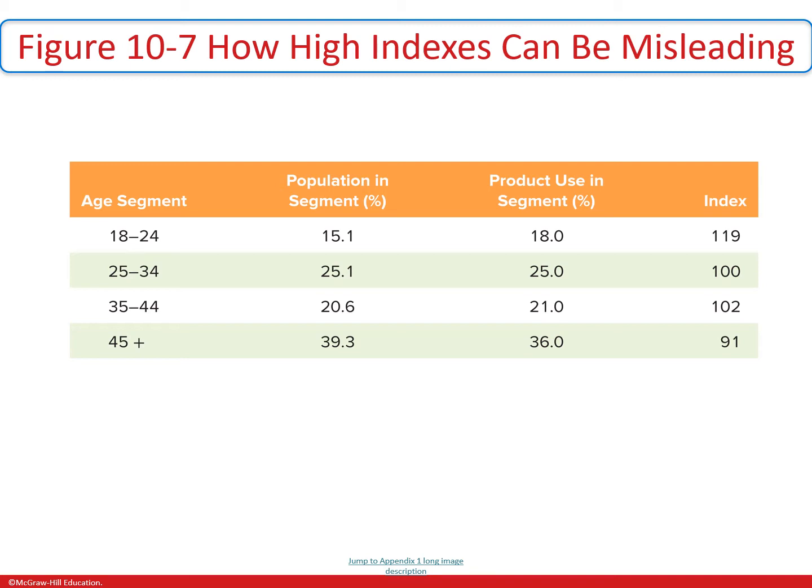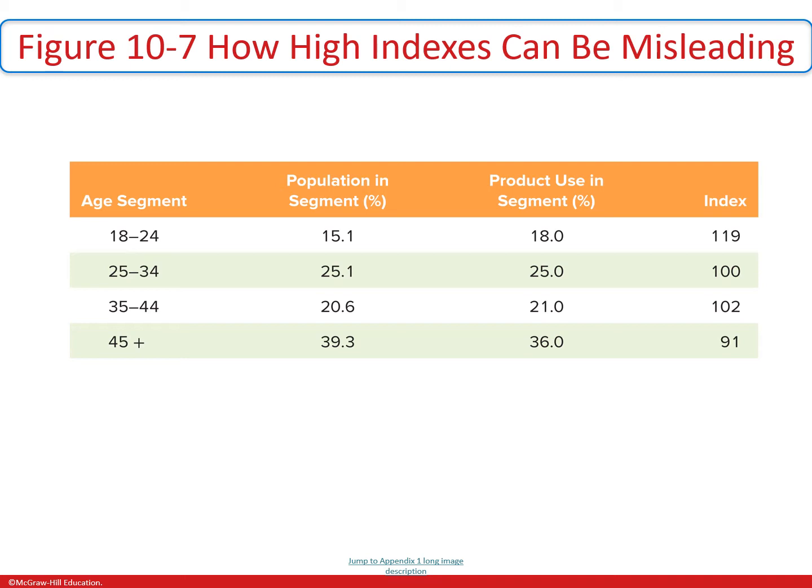So here, if you look at this, you see 18 to 24 age group, 15.1% of that population is in that segment. 25 to 34 age group, 25.1% of the population is in that segment. 35 to 44 age group, 20.6% of the population is in that segment, and 45 plus age group, 39.3% of the population is in that segment, right? So you look at these index numbers, these two numbers are over 100. This number is 100. This number is 91.